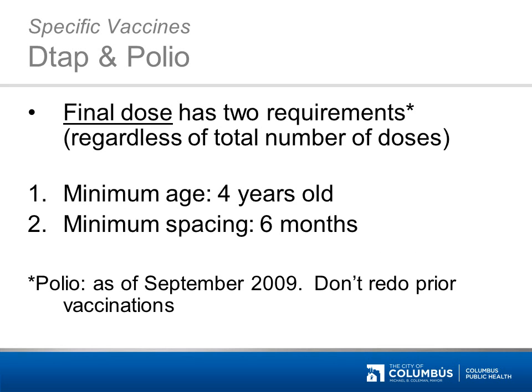Additionally, the polio schedule was changed a few years ago to harmonize with the Dtap schedule. For Dtap and polio, the last dose must be after age 4 and at least 6 months after the last dose. These criteria must be met for the final vaccination to be given, regardless of whether the child is getting 3, 4, 5, or more doses in total. This change was made for polio in the fall of 2009, but is not retroactive. Final polio doses given prior to that time don't need to be repeated if they don't meet these minimums.